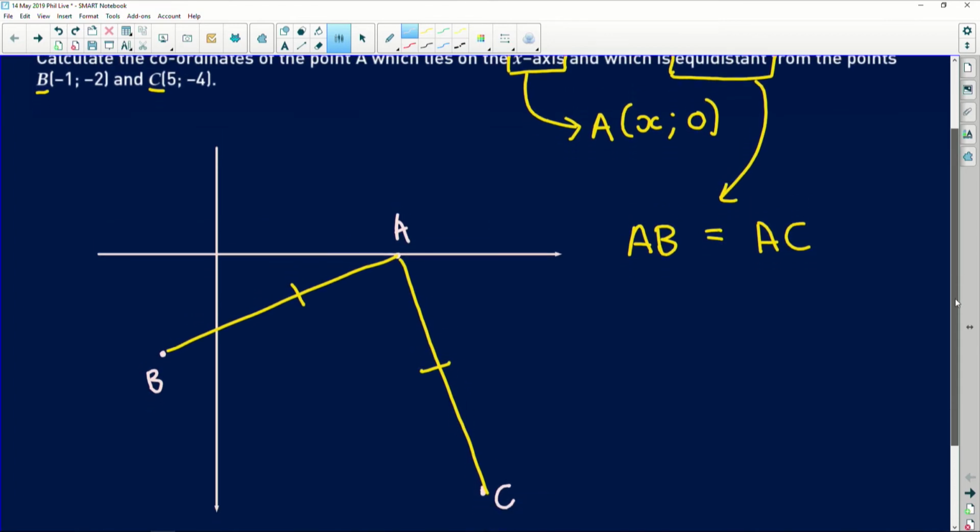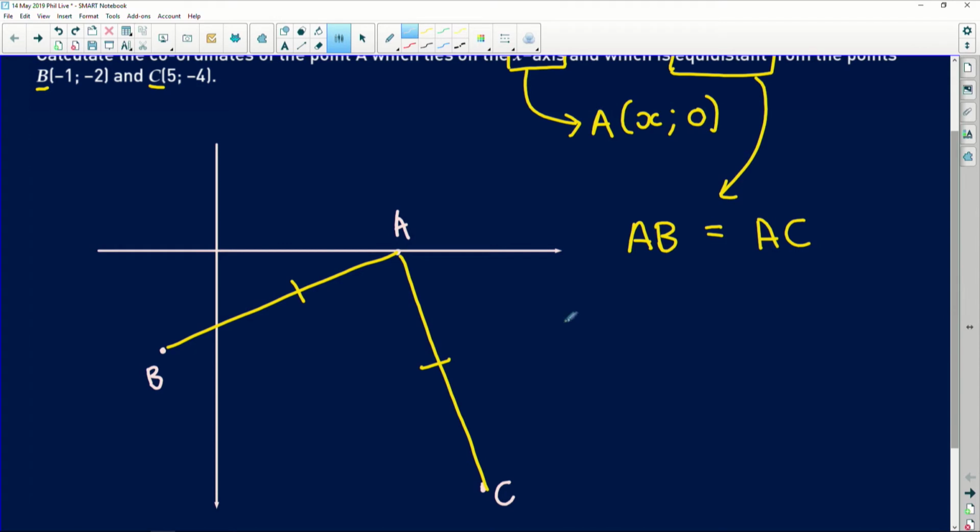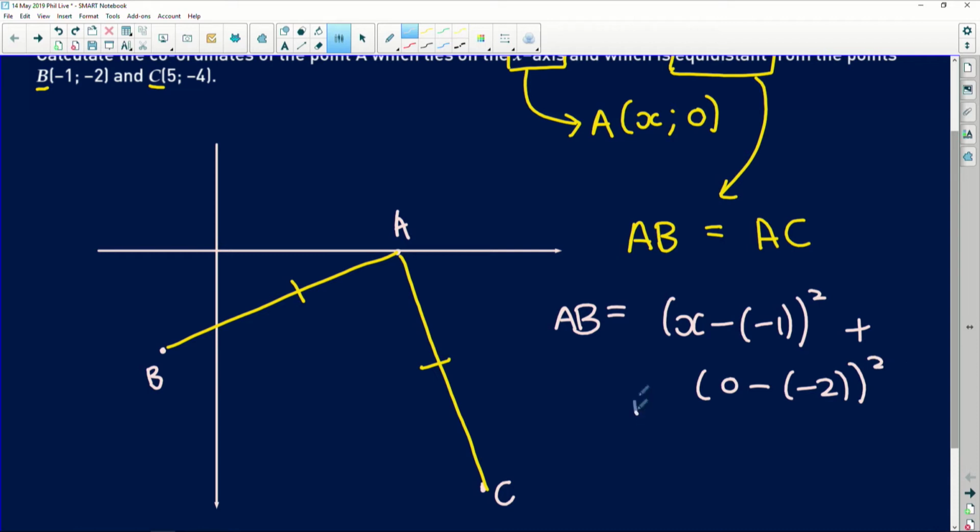So I'm going to jump straight into it. I'm going to say AB from your distance formula is equal to the x value at A minus the x value at B, which is -1, all squared, plus the y value at A we've established is 0 because it's on the x-axis, minus the y value at B, which is -2, all squared, and all of this is square rooted.